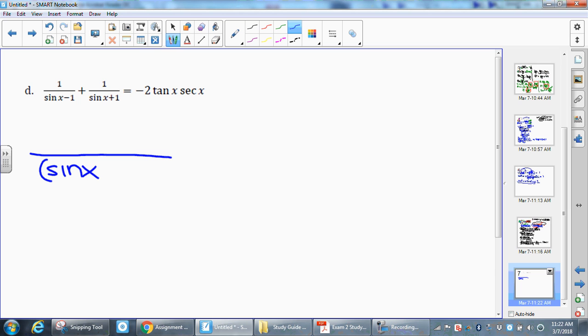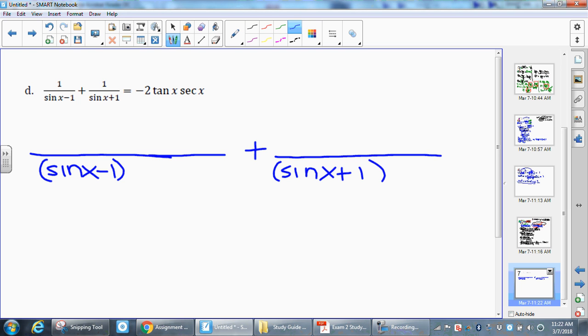Okay, alright, let's try this together. You guys gotta tell me what to do. Alright, so you put the 1? Okay, what should I do with the left side? You need a common what? Yes, you need common denominators, so you multiply by sine x minus 1. Yeah, cool. Alright, very good.